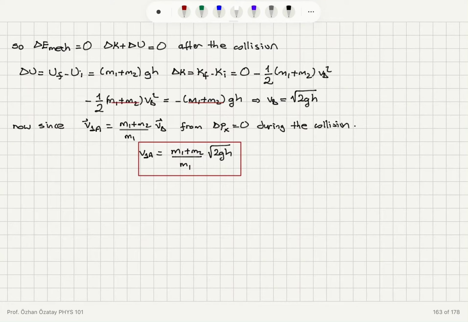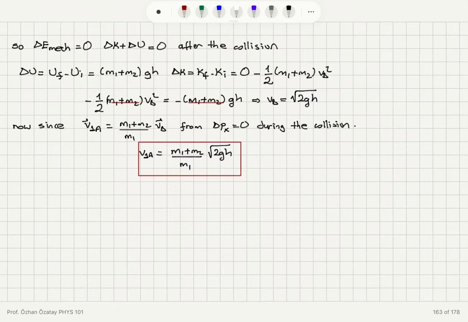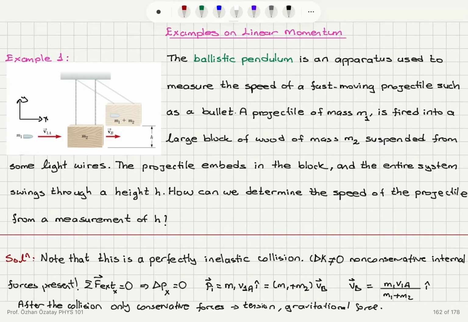And for the velocity of the first particle, the bullet, v1a, before the collision, we have (m1 plus m2) over m1 times vb from linear momentum conservation on the x-axis. And this gives us (m1 plus m2) over m1 times square root of 2gh for the initial speed of the projectile. So that's how we can determine the speed of the projectile from a measurement of h. Let's move on to another example.